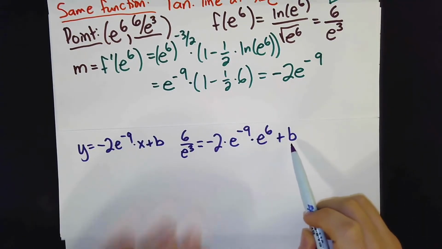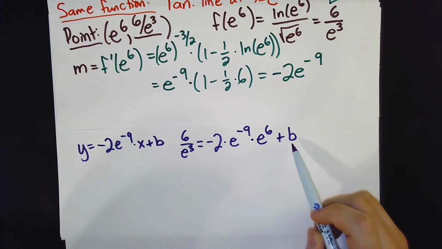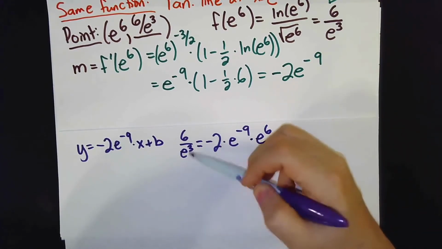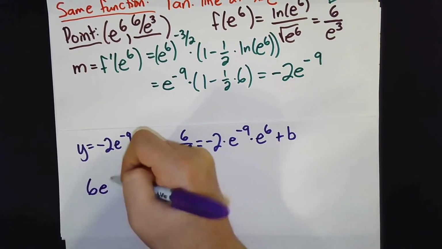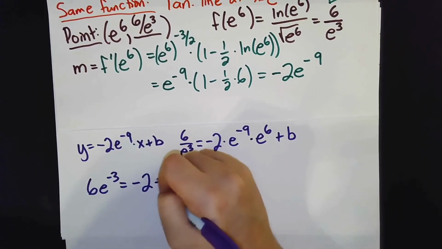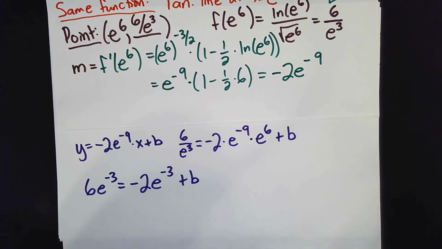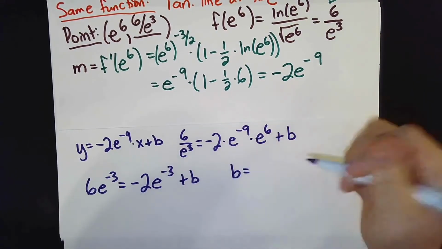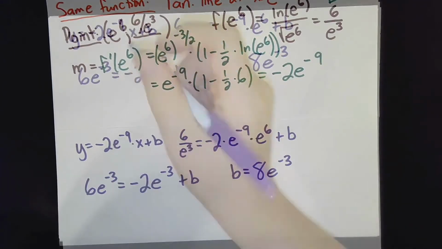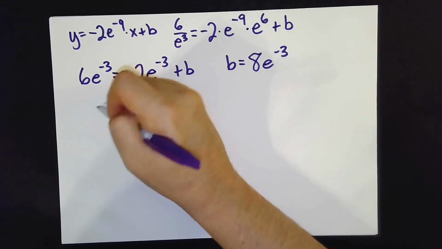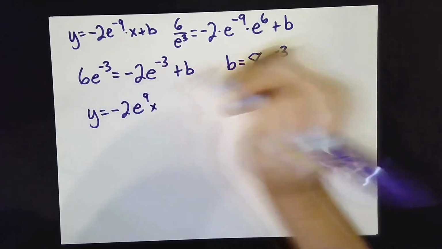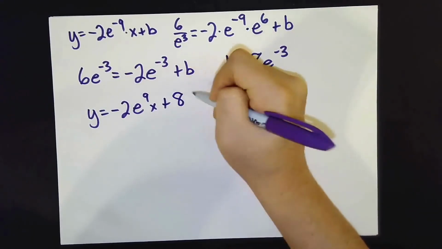Okay, so there's what it looks like after we plug it in. Let's go ahead and write all of our exponents of e in the numerator. So I'm going to write this as 6e to the minus 3. This will also be e to the minus 3. And so we'll discover that b is in fact 8 times e to the minus 3. And that gives us our final answer for the equation of the tangent line, which is y equals minus 2e to the 9th x plus 8e to the minus 3.